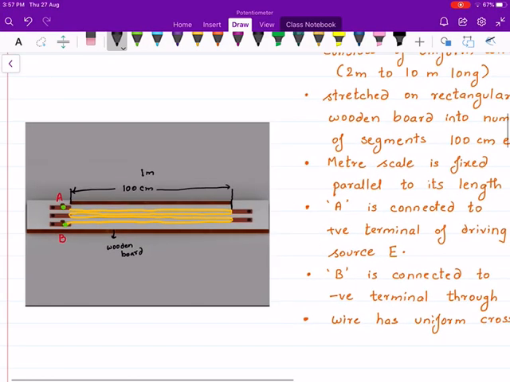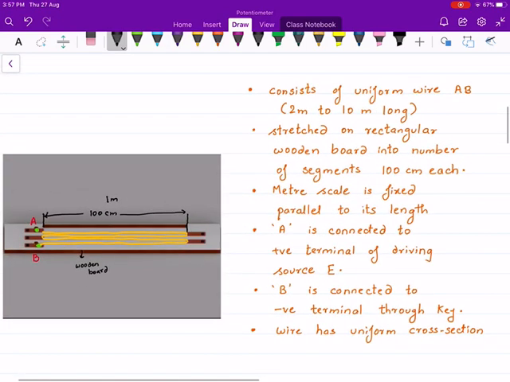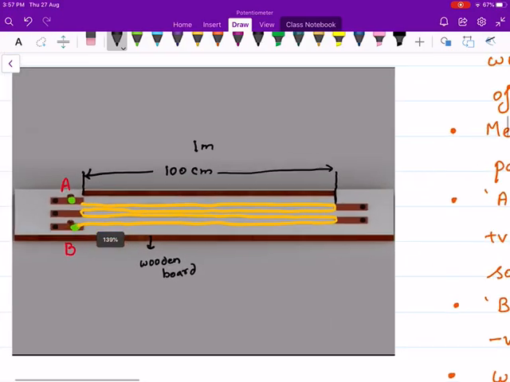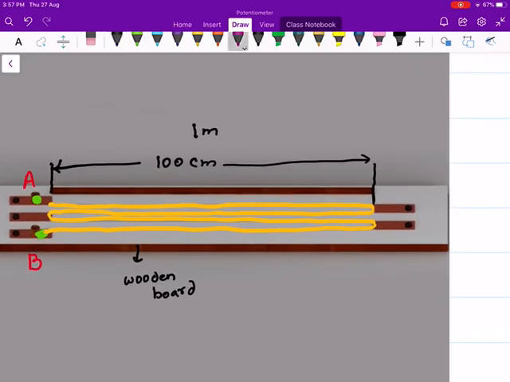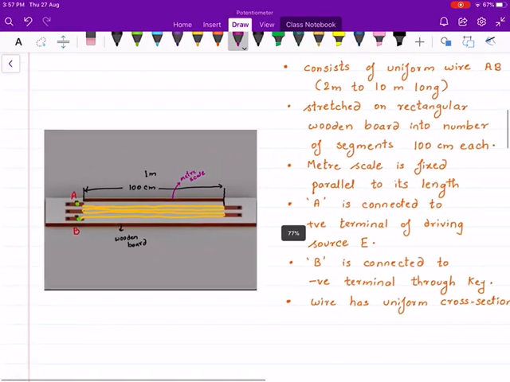Now let's see the construction of this potentiometer. A potentiometer consists of a uniform wire AB which can be 2 meter to 10 meter long. It is stretched on a rectangular wooden board into a number of segments, 100 centimeter each. A meter scale is fixed parallel to its length. See, this is the meter scale. It is fixed parallel to the wires so that we can take the readings.